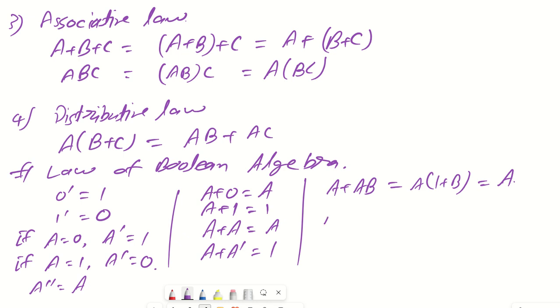Now let us say a plus a prime b, then you are going to get the result what? It is going to give you a plus b. So this is how the laws of Boolean algebra work. Now we have some other laws as well. Let us say De Morgan's theorem and all those theorems are there, so we'll see those. So next is De Morgan's theorem.